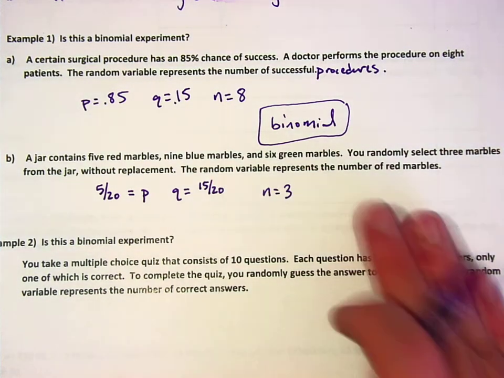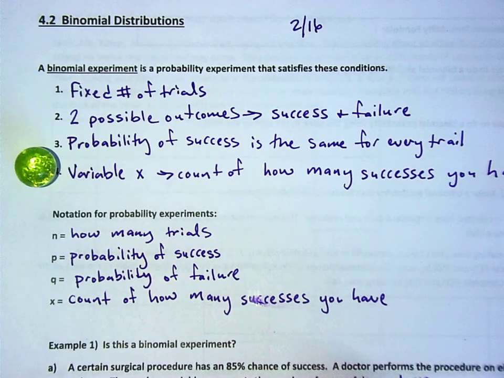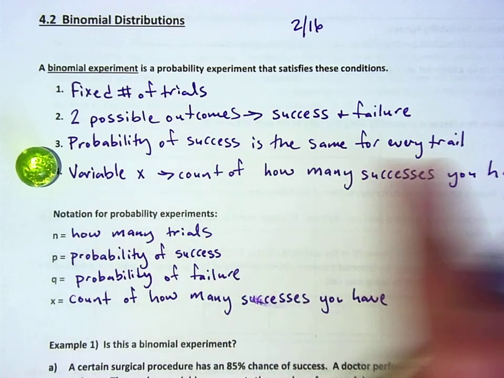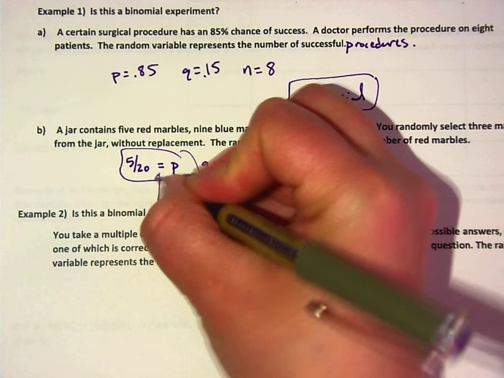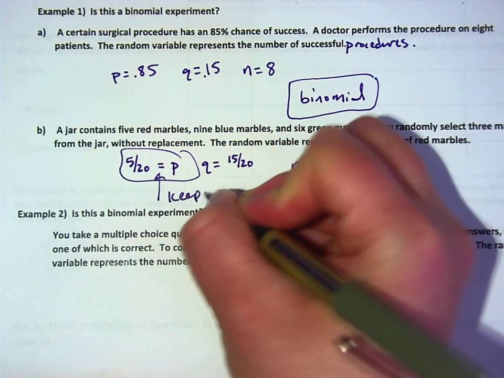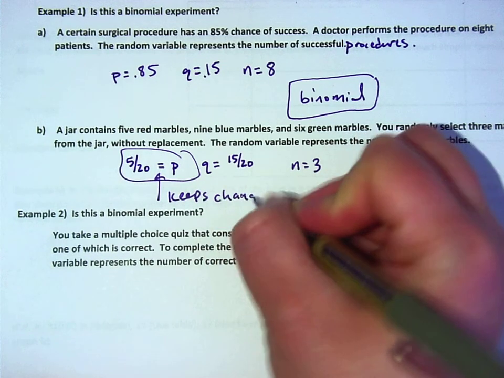That's fine. But here's the question, look up. Look at rule number 3. Probability of success is the same for every trial. Is the probability of success going to stay at 5 out of 20 for every trial? No. What's going to change about it? Something over 19. And it could be 4 over 19, depending if we took a red marble or if we didn't take a red marble, right? So the probability keeps changing. And therefore, this is not binomial.